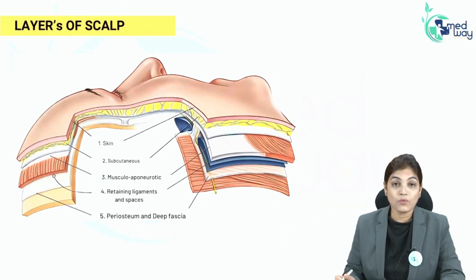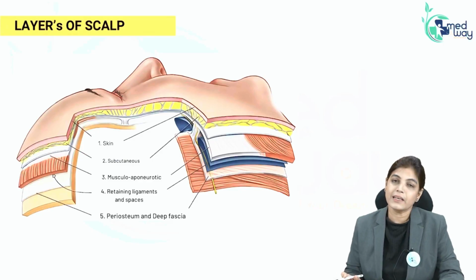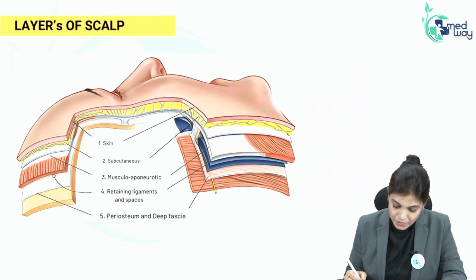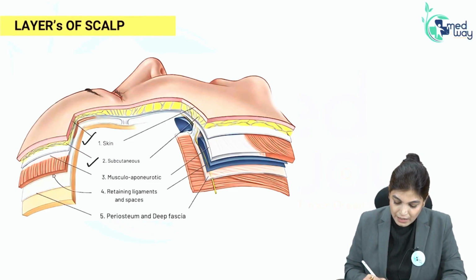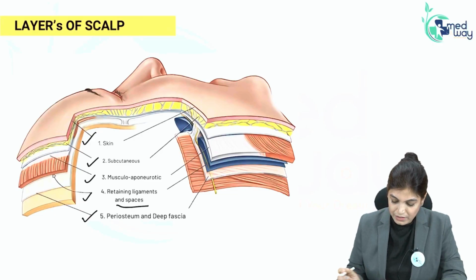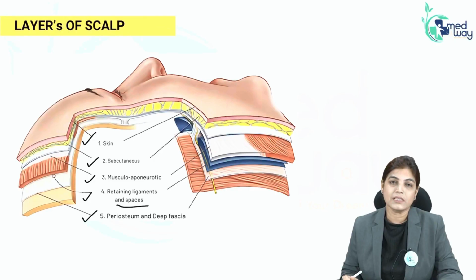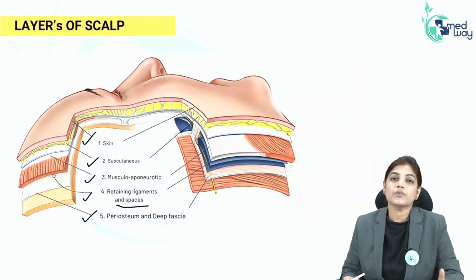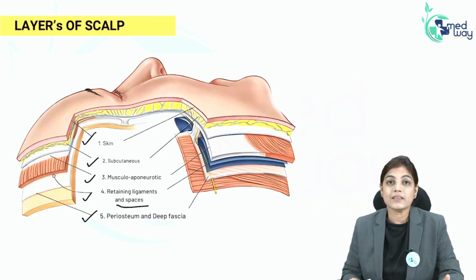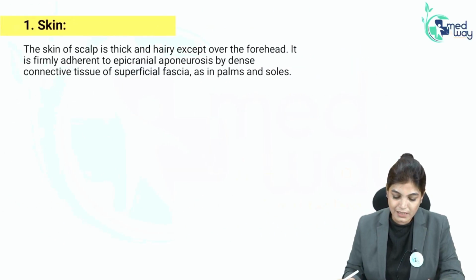Now once again I want to show you a schematic dissected part, which will help you to understand the layers. So here the first layer is the skin, then we have got the subcutaneous layer, then the musculoaponeurotic layer, and we have got the loose connective tissue layer, and we have got the periosteum, which is lying over the deep fascia. So these are the 5 layers, and let's start with the discussion of individual layers. So let's start with the first.